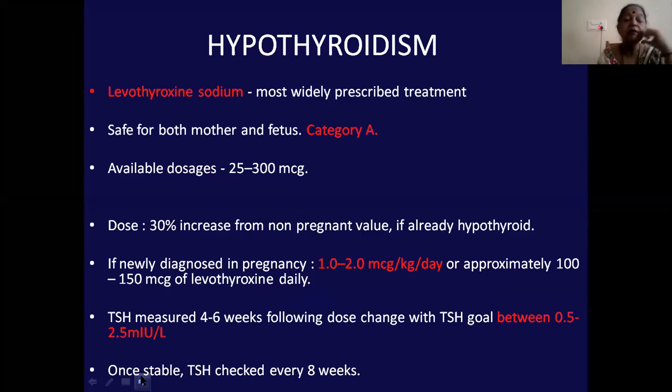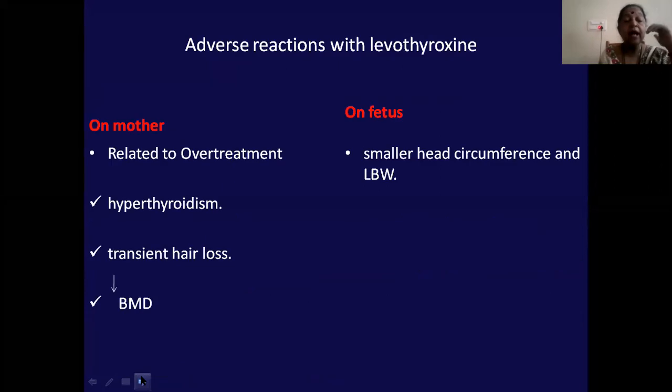After you give it, you have to measure the TSH levels 4 to 6 weeks following the dose change, with a TSH goal between 0.5 to 2.5 international unit per liter. Once stable, the TSH can be checked every 8 weeks. So you should remember these dosages. The adverse reactions of levothyroxine on the mother are related to over treatment: hyperthyroidism is one possibility, along with transient hair loss and decreased basal metabolic rate. On the fetus, it has been found that levothyroxine is associated with smaller head circumference and low birth weight.